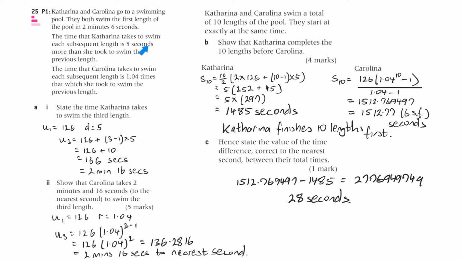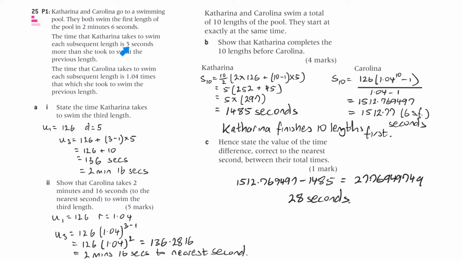It's 5 seconds extra. The time that Carolina takes to swim each subsequent length is 1.04 times that which she took to swim the previous length. So this is geometric. State the time Katerina takes to swim the third length. Well, the first term u1 is 126 because it's 2 minutes 6 seconds. That's 60 plus 6 is 126. That's in seconds. d is 5.